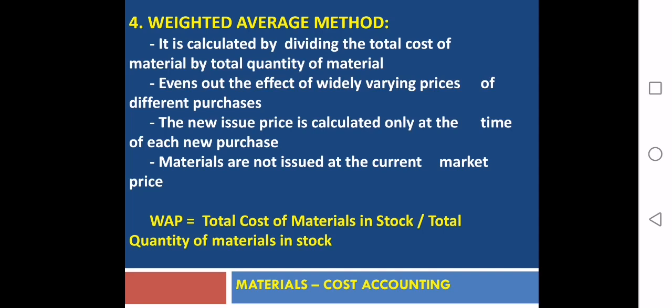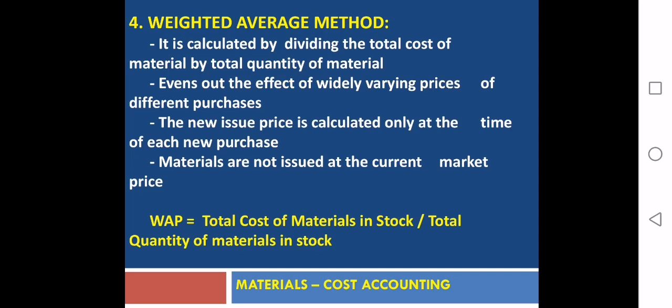The new issue price is calculated only at the time of each new purchase. We don't find out the price at the time of issue. We regularly compute and make it ready when we purchase and when we have a receipt in our stores. Every time there is a purchase, every time there is a calculation of weighted average price and shown in the balance column. And the same rate is applicable whenever there is an issue of material. Materials are not issued at the current market price.